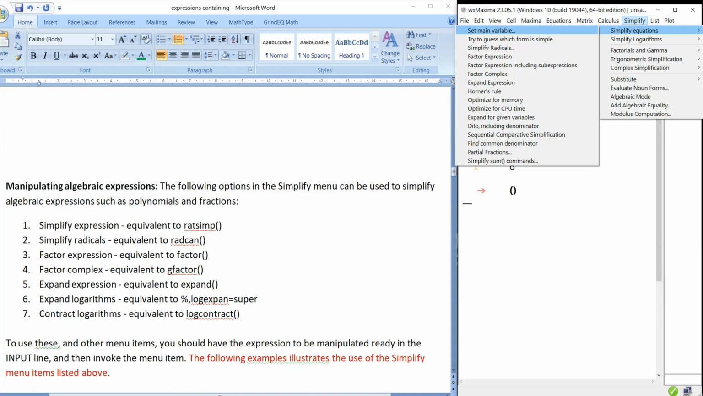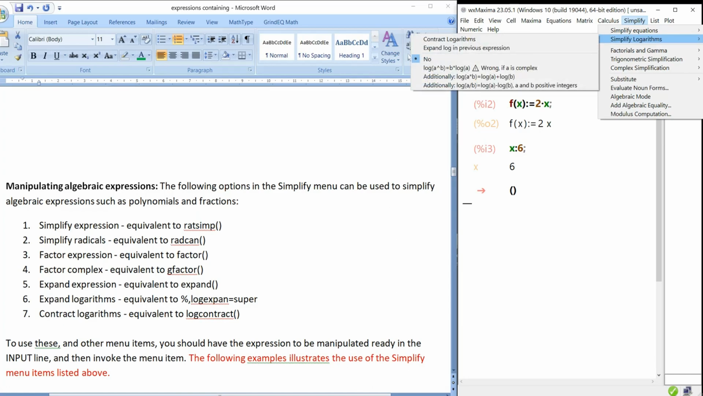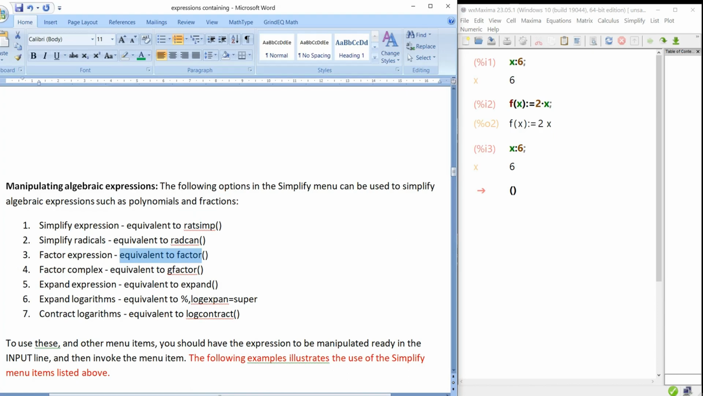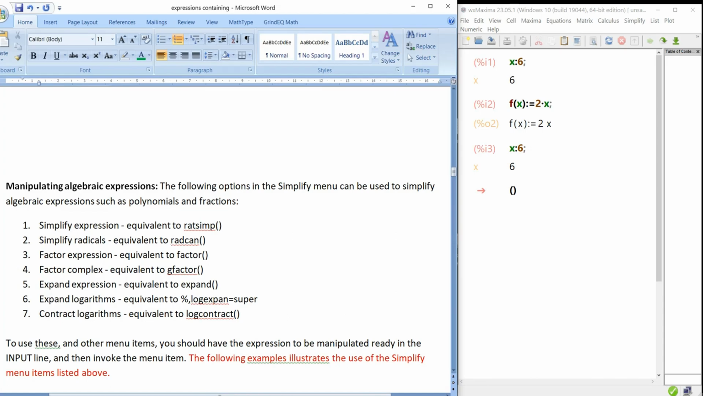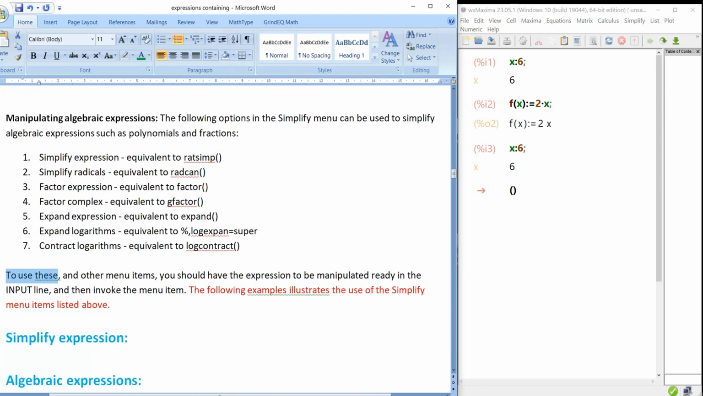Again, see, simplify. These are the options. You can see factor expressions, simplify radicals, factor expression including subexpressions, factor complex numbers, expand expression, and so on, right? Further, in the simplify logarithms column, you can contract the logarithms, you can expand the logarithms, and so on. Okay, so these 7 points are dealing with different simplify expressions, and the commands, the functions are also given.